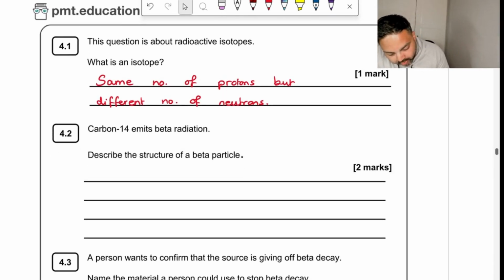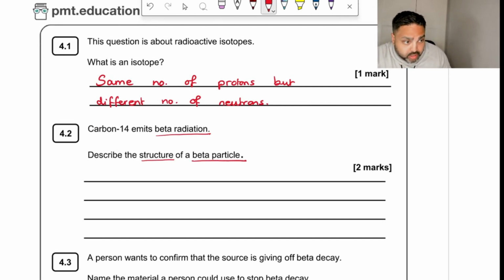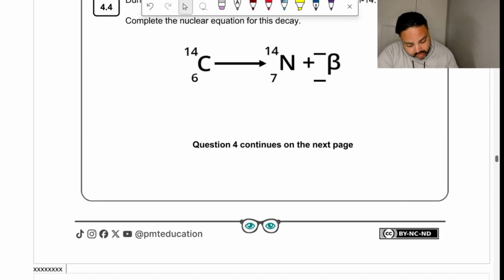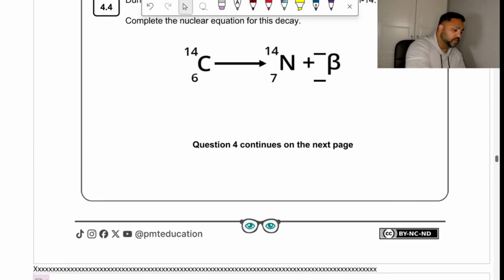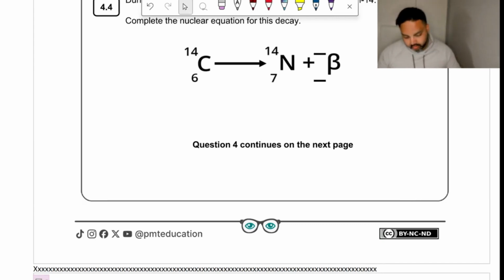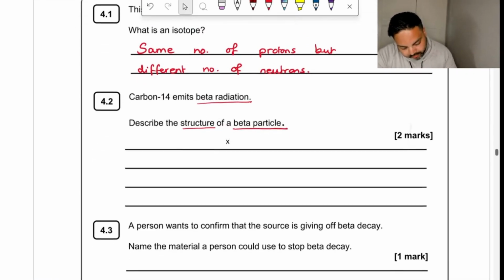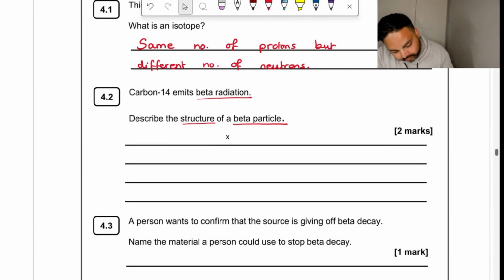Now, carbon-14 emits beta radiation. Describe the structure of a beta particle. The beta particle is going to be really straightforward in terms of describing it. It is got 2 marks, but all very simply, I need you to tell me 2 things. Right, let's try now. Beta particles, what can you tell me about the structure of a beta particle?